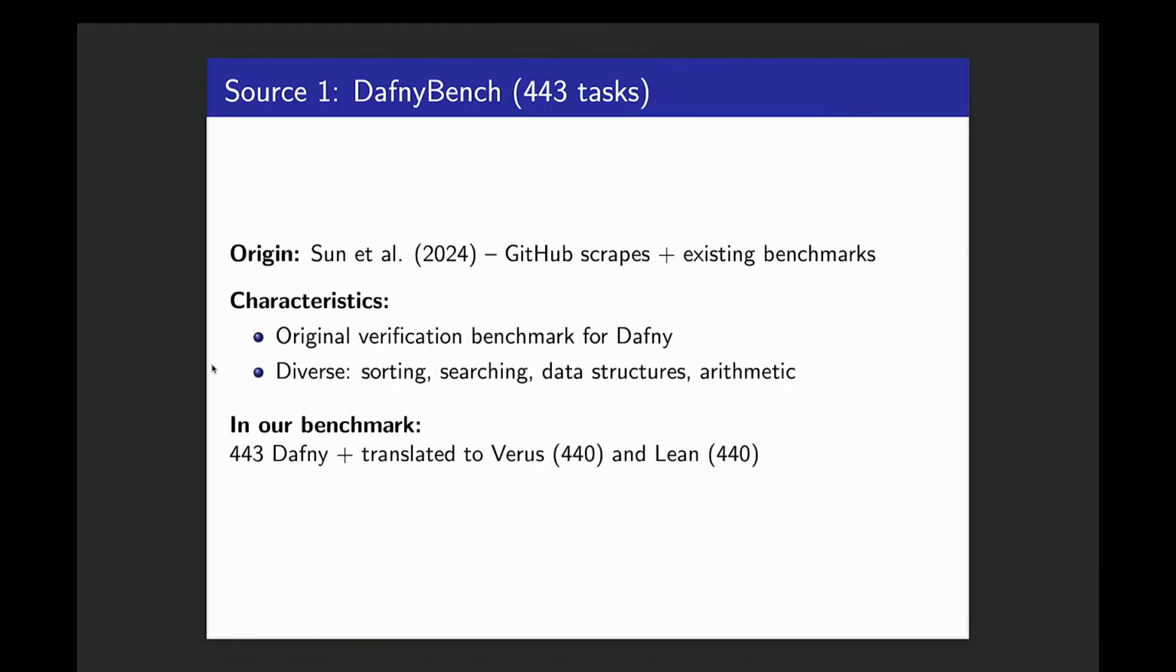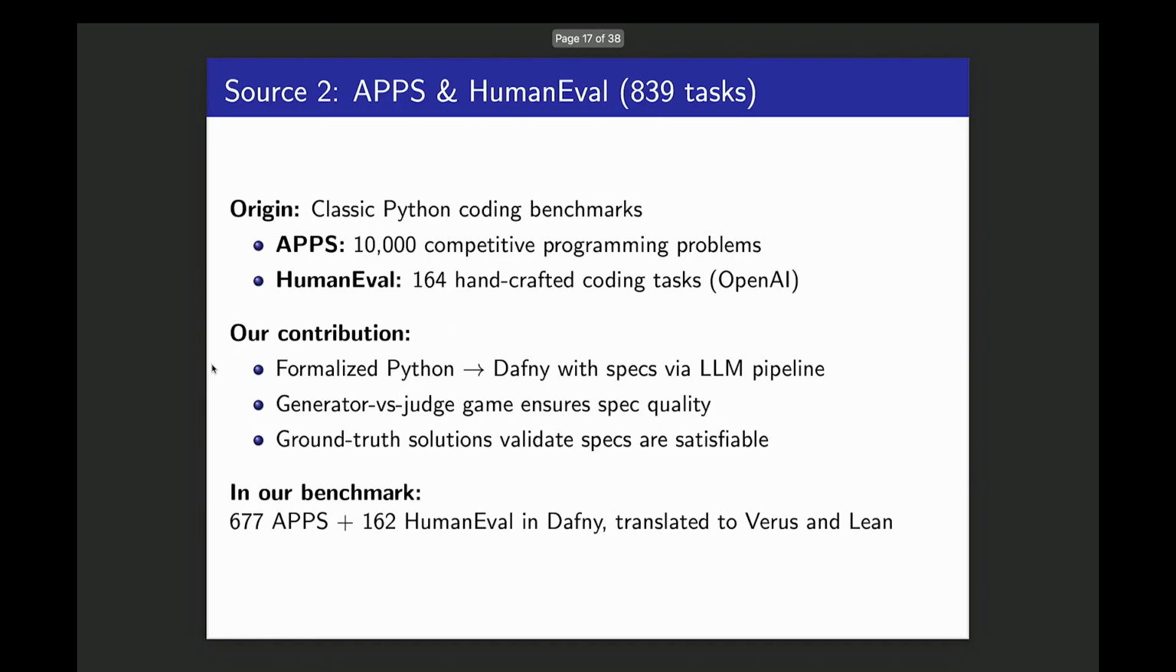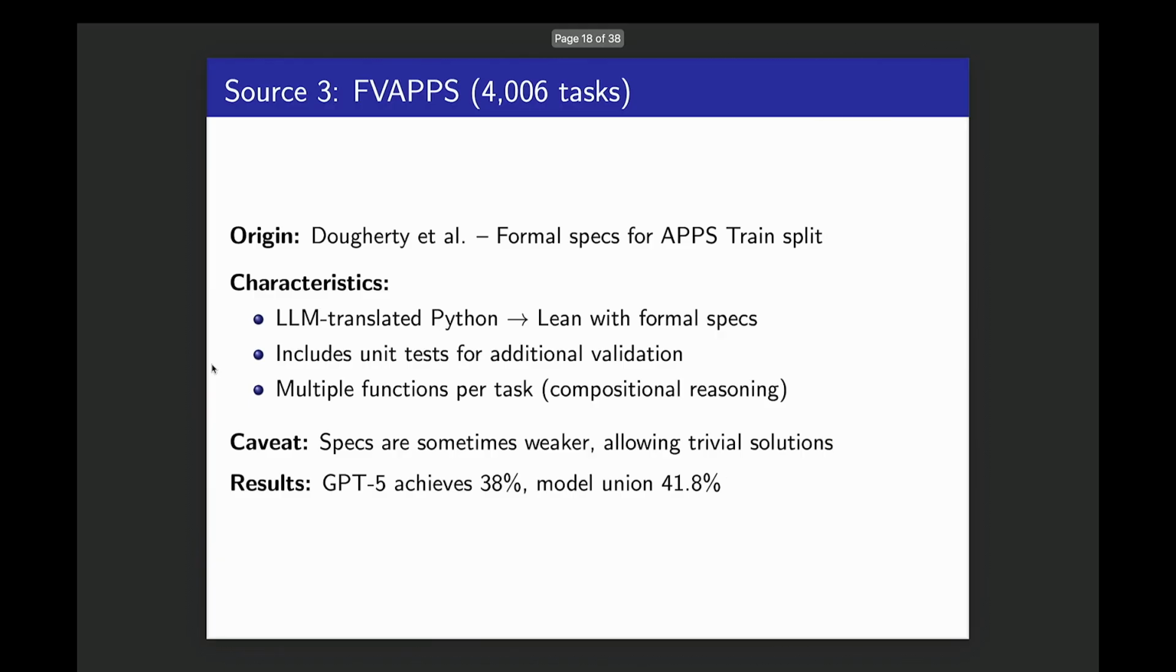So this is just a bit about the sources. I'm not going to spend much time on this. We formalized from Python to Dafny with an LLM generator and judge in between. But we don't have a rigorous argument that the spec is the same. We did some manual checks on random samples, but it's still work in progress to get better results.